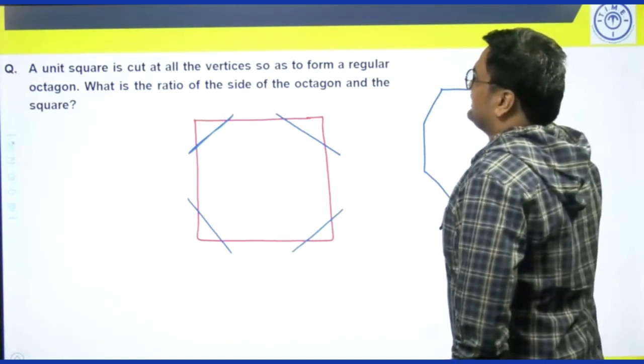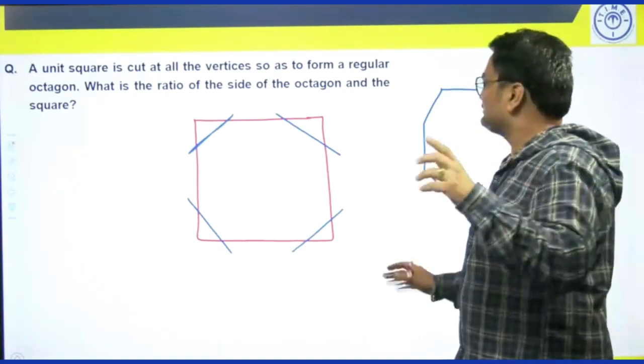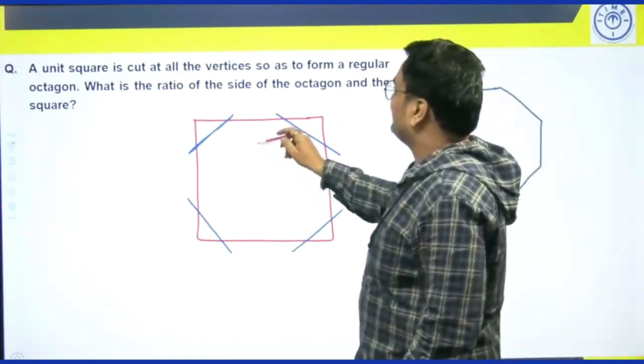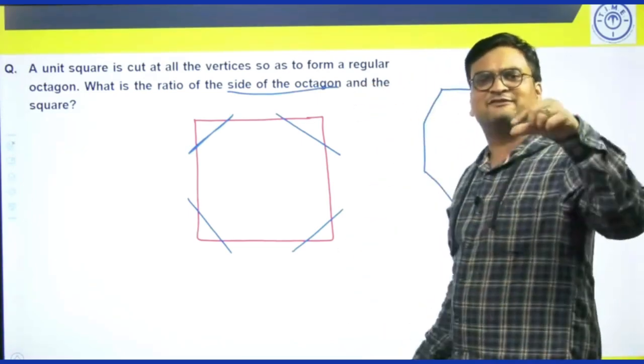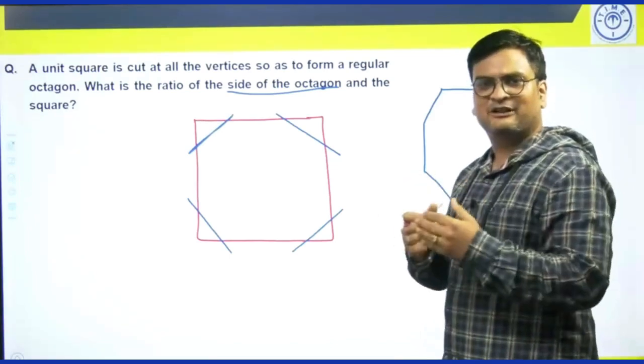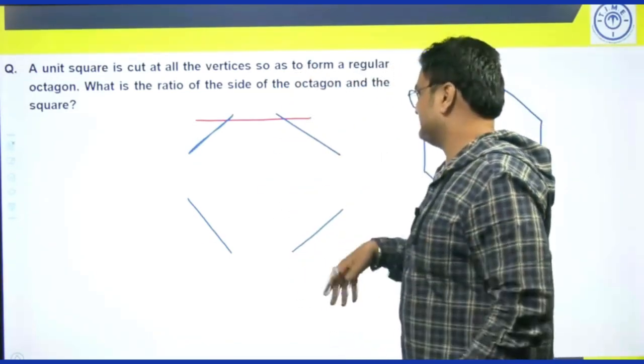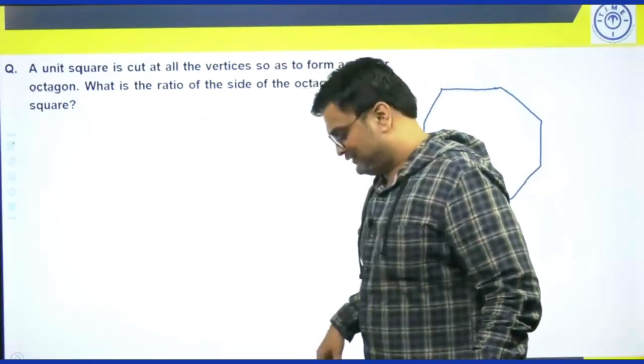Now he is asking us what is the ratio of the sides of the octagon and that of the square. Square is 1, so we can ignore that. We simply have to find out the side of the octagon, because the side of the square is 1. In the ratio, when you write it over 1, that will vanish. Anything by 1 is the number itself. So we simply have to find the side of the octagon here, right? So let's see how we can do it.